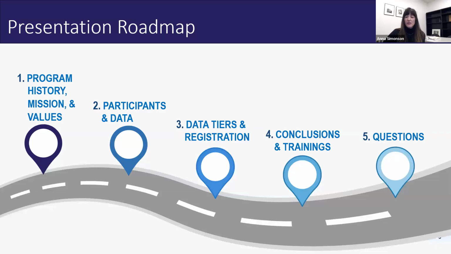So this is an overview of what I'll be talking about today. We'll start with what the program is, its history, mission, and values, and then we'll move on and discuss the participants and data that appear in the data set. After that, we'll look at the different tiers and how to become a registered user of All of Us and what that really means. And then we'll finish with an overview of the benefits and some upcoming trainings that the library will be offering. And at the end, we'll have time for questions.